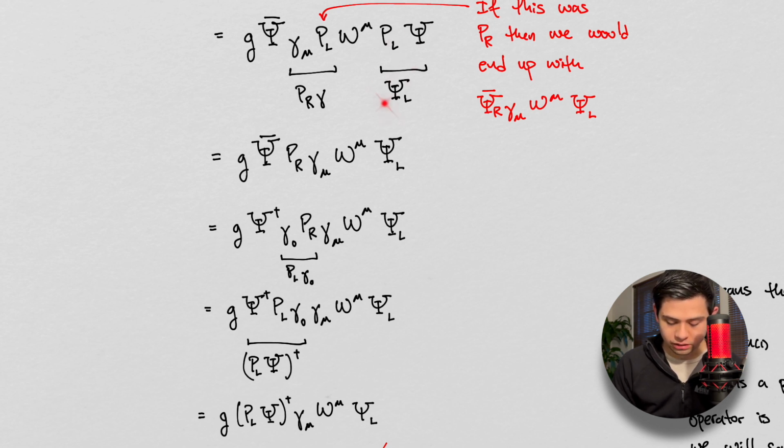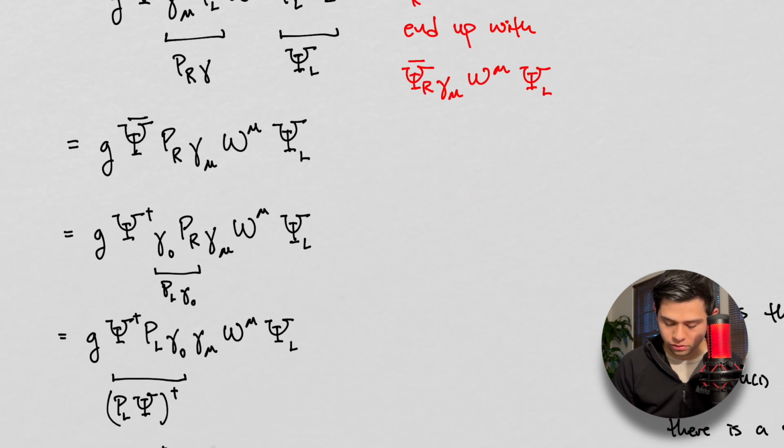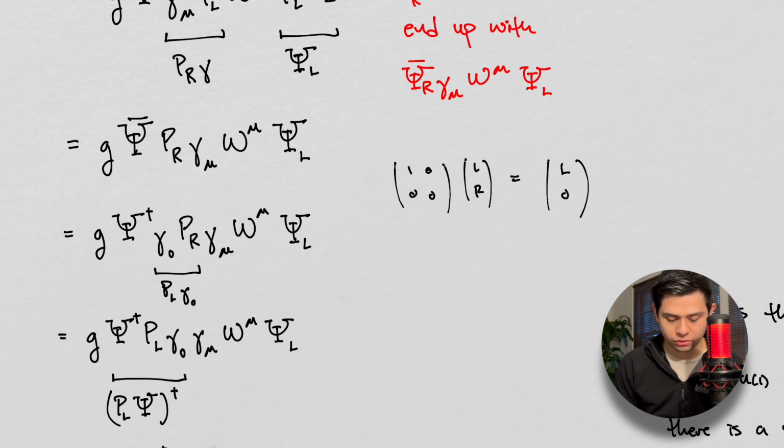So PL acting on our doublet, our solution, is going to give us, again, this is going to project just the left-handed chiral spinors onto that solution, right? Because if you recall, if our solution looked like this, had left chiral spinors and right chiral spinors, and our PL looks like this, well, we're only going to get left chiral stuff out of that. So we're calling this the left chiral doublet, or the left chiral spinor. Okay.